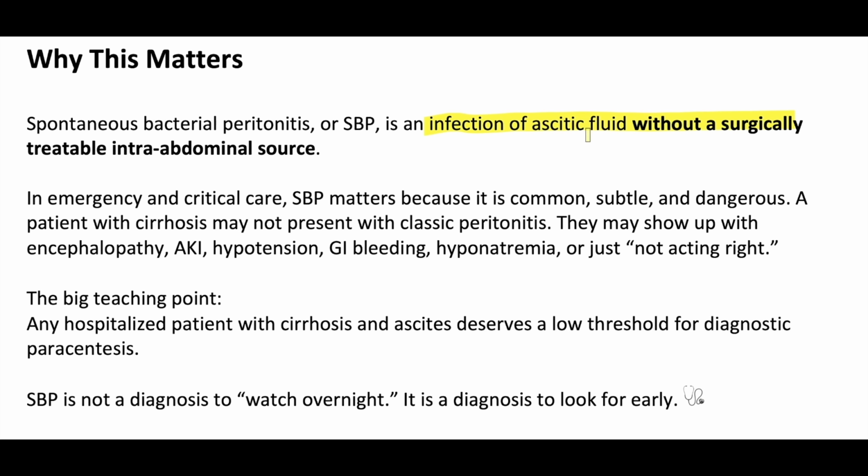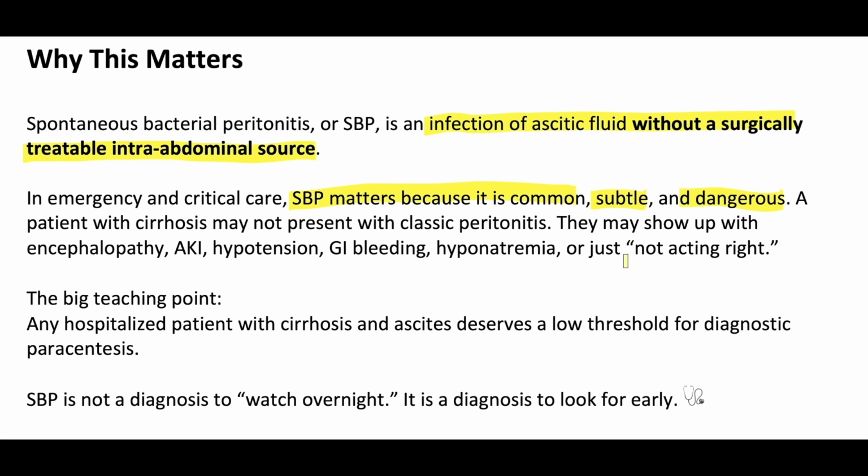The key here, though, in spontaneous bacterial peritonitis, SBP, is that the infection in this ascitic fluid is without a surgically treatable intra-abdominal source. And we'll get into primary versus secondary where that changes a little bit, but classic SBP is spontaneous infection of that ascitic fluid without a surgically treatable intra-abdominal source. And in emergency critical care, SBP matters because it's common, unfortunately. And it can be subtle and it can be really dangerous and deadly.